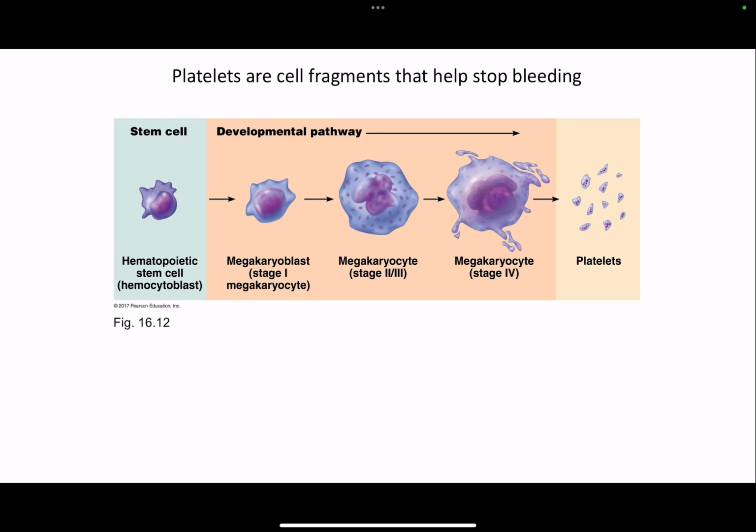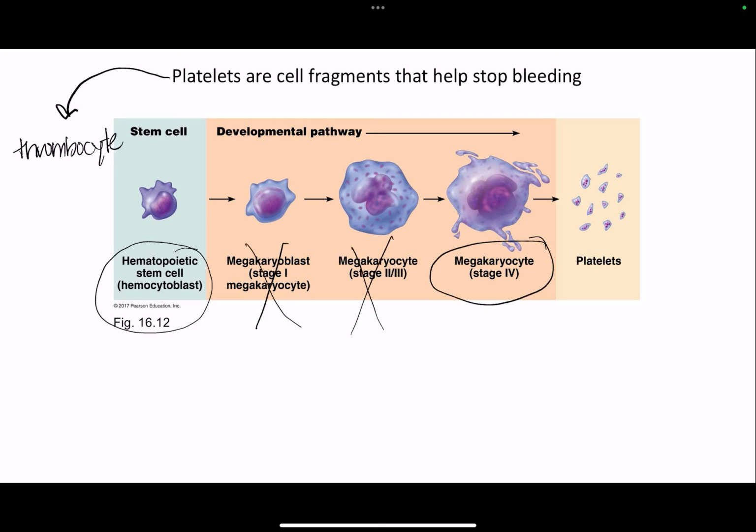So platelets are cell fragments that help stop bleeding. And remind me again, what's the scientific name for platelets? Thrombocyte. And so just like the other cell development lines, we're going to start off with that hematopoietic stem cell because that can become any one of our blood cells. You don't need to know the stages. Just know that platelets derive from a megakaryocyte. They're literally just pieces of the megakaryocyte that make the platelets.